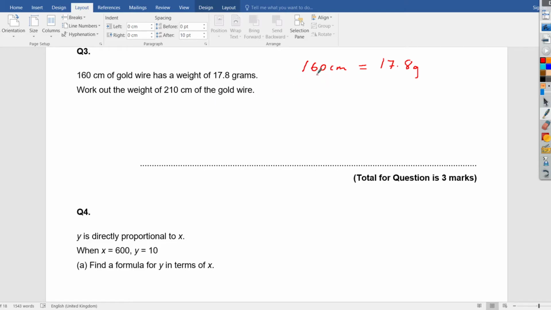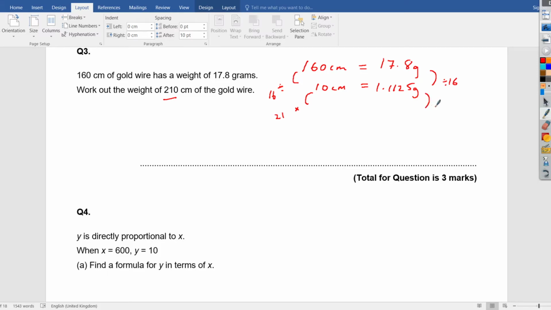Now the best way I recommend doing this is change this either into 1 centimeter or 10 centimeters. It's probably easier to change it into 10 centimeters by dividing both sides by 16. So what you do to one side, you must do to the other side, as they are directly proportional. Keep an equal sign between them. So 16 into 16 is 1. Put the 0 on the end. So 10 centimeters would have a weight of, if you got your calculator, and 17.8 shared by 16, and that will give me, so 10 centimeters of gold wire would weigh 1.1125 grams.